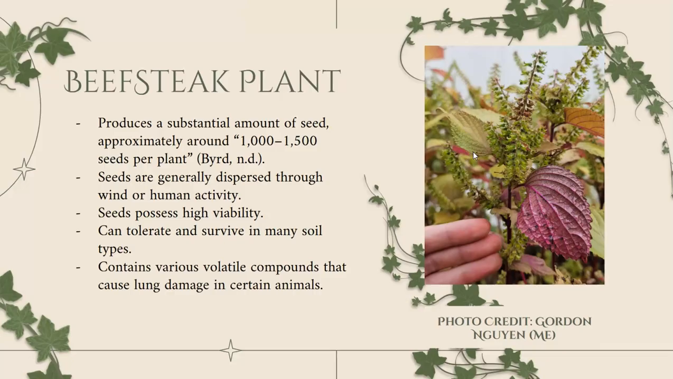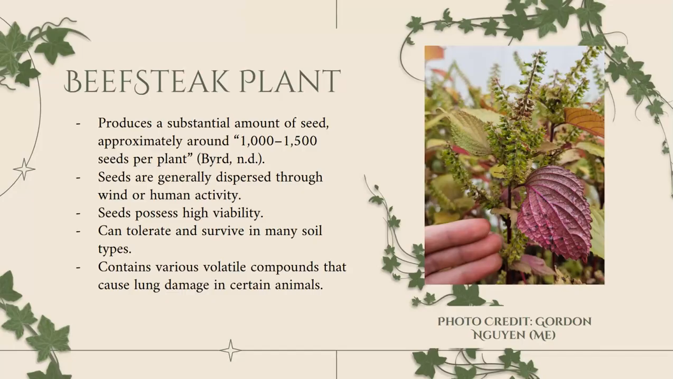The final species, the beefsteak plant, is also native to Asia and is an annual herbaceous plant. In addition to that, it shares several parallels with the other aforementioned invasive species. For one, the beefsteak plant produces a substantial amount of seed, approximately around 1,000 to 1,500 seeds per plant. These seeds are generally dispersed through wind or human activity. Furthermore, its seeds possess high viability and can still germinate after several years under the right conditions. This form of aggressive self-seeding enables the beefsteak plant to grow rapidly and form dense patches, outcompeting desirable native plants.